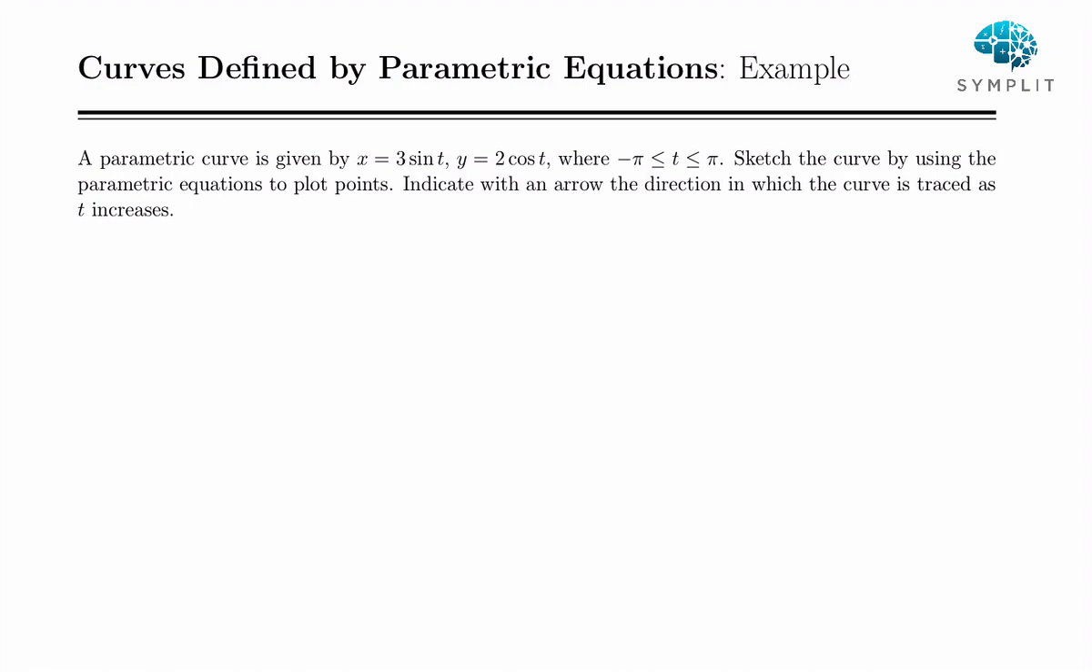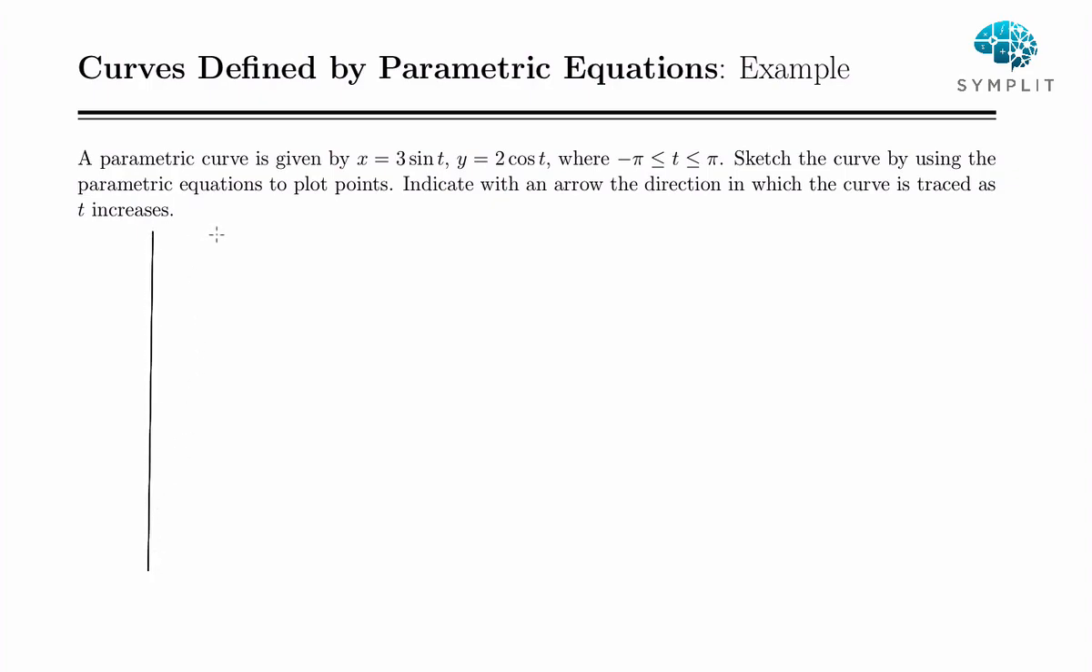We have parametric equations here, x equals 3 sine of t and y equals 2 cosine of t. And we want to sketch the curve by just plotting some points. So let's start plugging in some values of t. We'll start with negative pi. And let's go ahead and do a little table here.